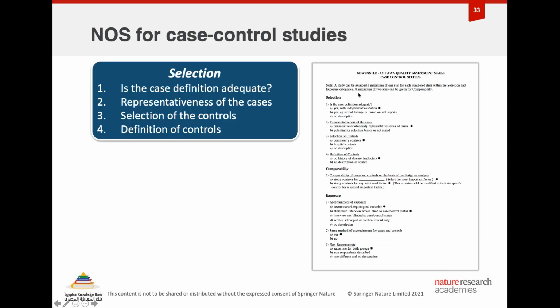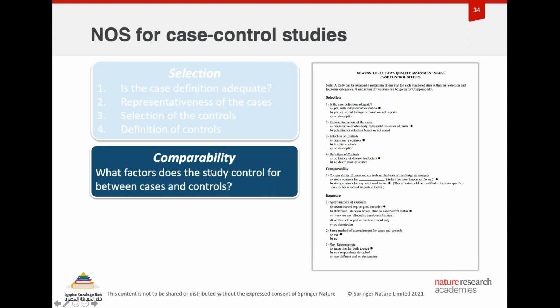For case-controlled studies, they have a separate assessment scale that you can use, the same basic dimensions for selection. How is the case being defined? How representative are those cases? How did they select the controls in those studies? And how do they define what the controls should be? The next one is comparability.